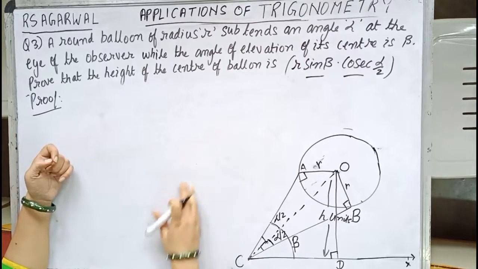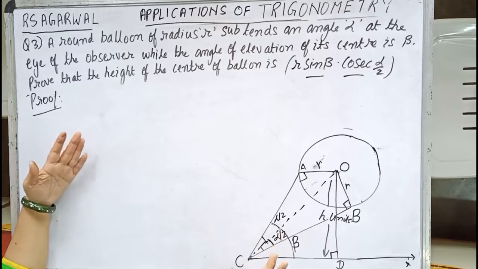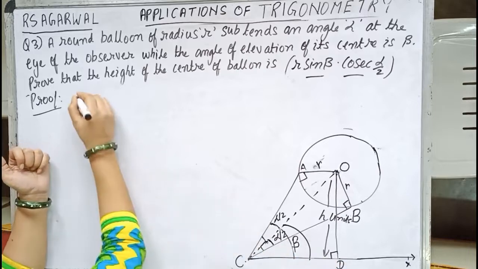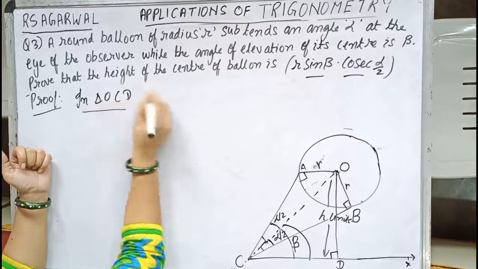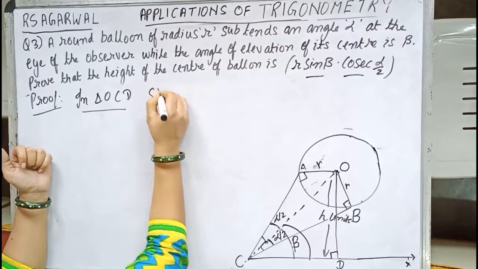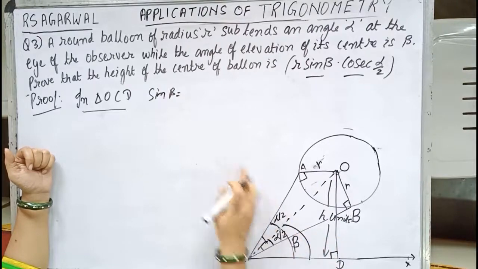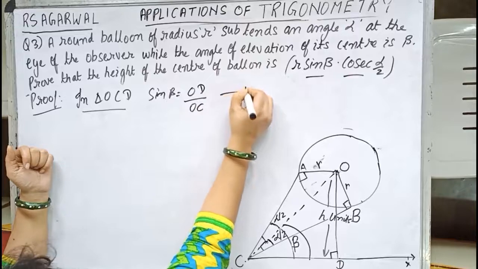So, sin beta. Now, beta is forming an angle in which right angle triangle? This one is beta. So in triangle OCD, what do we have to find? Sine of beta equals OD by OC. Let us make it equation 1.